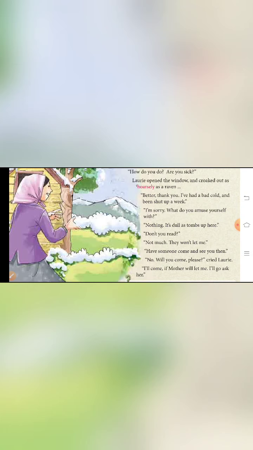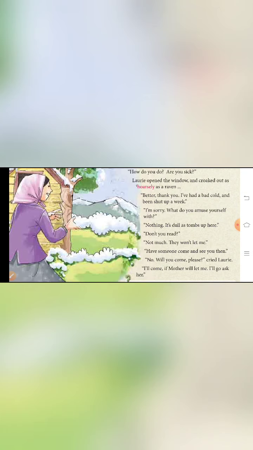So actually, as we have read, this boy Laurie required company to amuse himself, as he has been locked in his house. So he wants company. That's why he is asking this girl Jo, could you please come to my house? So she said, "Okay, I will surely come if my mother will let me." So she went to get the permission from her mother. "I will go and ask her."